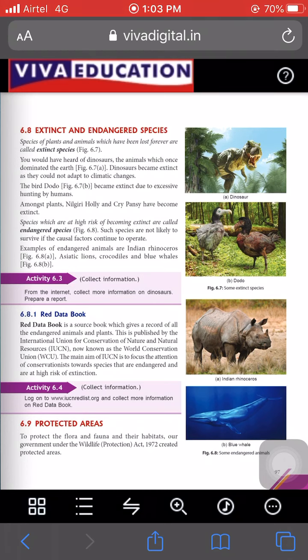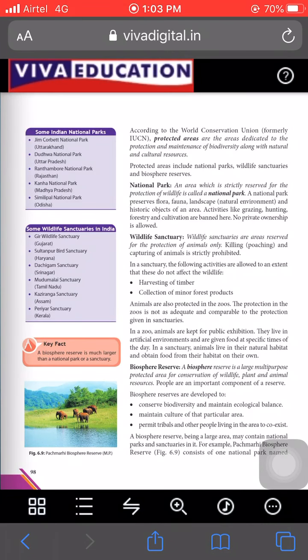Next we discuss protected areas and wildlife sanctuaries. Protected areas are made by human beings to conserve different endangered species or conserve the biodiversity of our environment for future life. These are made by the government or under the surveillance of the government, under the Wildlife Act, which was created in 1972.